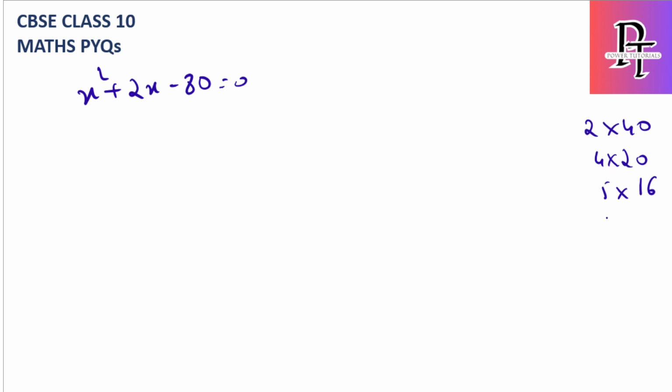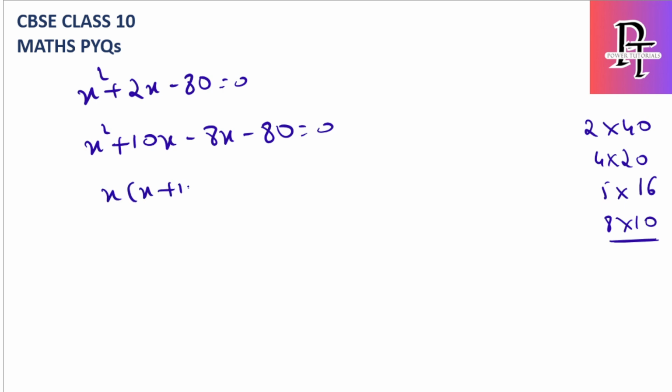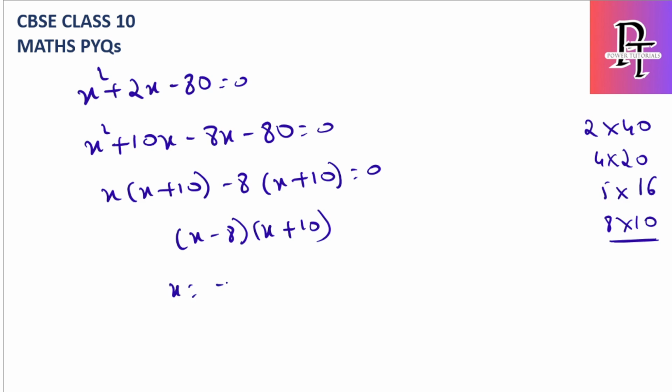6 will not happen, 7 8 tens, yes, 8 10 is enough. So x square plus 10x minus 8x minus 80 is equal to 0. x into x plus 10 minus 8 into x plus 10 is equal to 0. So we got the values of x as x is equal to 8 comma minus 10.